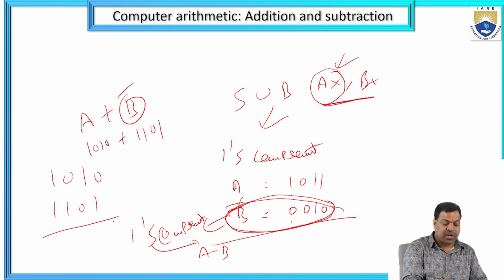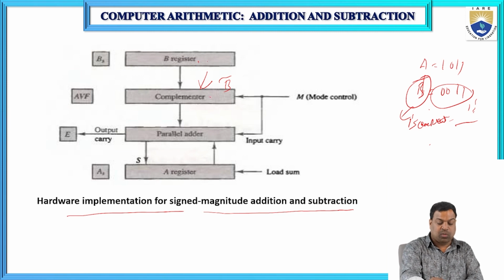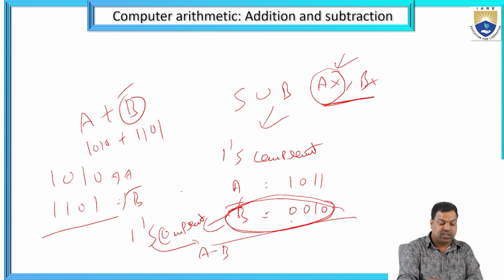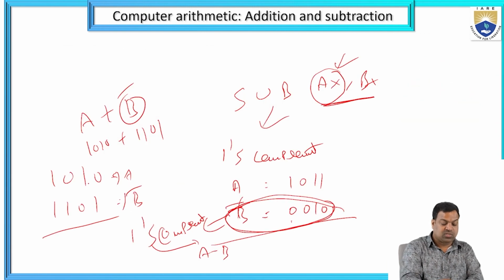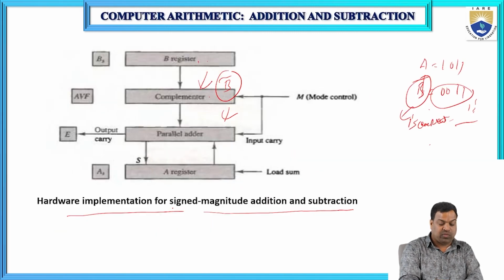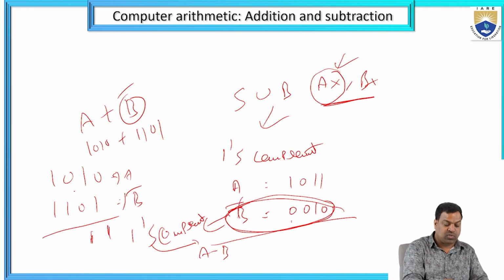So A is 1011 and B bar is 1101. Shall I add parallelly? Yes. So this belongs to A and this belongs to B bar. Here also in the diagram, the complement of B means B bar, and this B bar is parallelly added. So it is A and B bar, A equal to 1011 and B bar equal to 1101. Parallelly I am adding both of these: 1 plus 1, 0 and 1 is a carry.